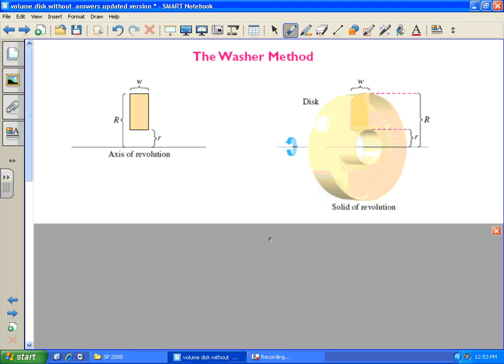Okay, now sometimes there will be a hole in the region generated. So the last few examples we looked at, the solid was completely solid, no holes at all, and to create a solid like that, your rectangles were bordering the axis of revolution. Now consider a rectangle like this one. It is not bordering the axis of revolution, and rotate that around the x-axis. We get the figure on the right-hand side.